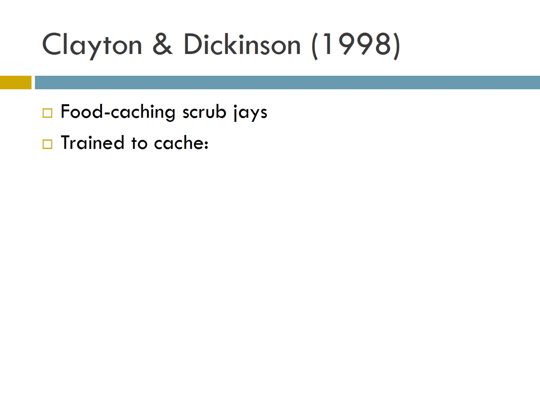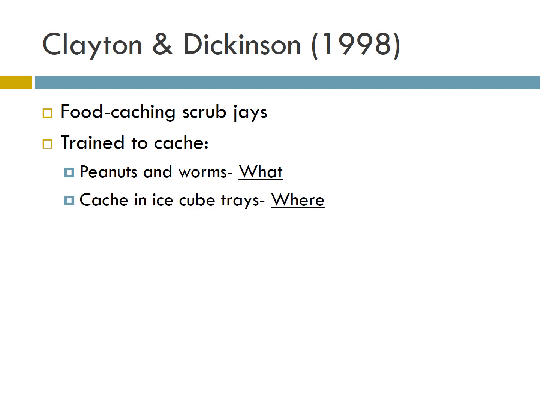So these jays were trained to cache either peanuts or waxworms, and this would have been the what part of the episodic memory. So peanuts or waxworms. So first, we need to recall what was cached, and then also where. So they were allowed to cache these peanuts or waxworms in ice cube trays. They had various ice cube trays set out, and then the jays could choose where in each ice cube tray they wanted to cache these items.